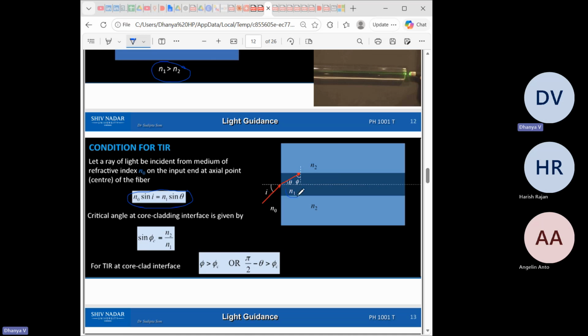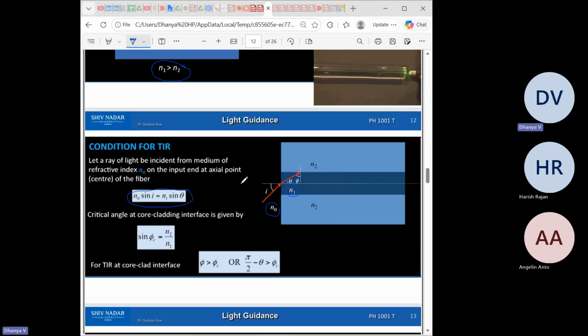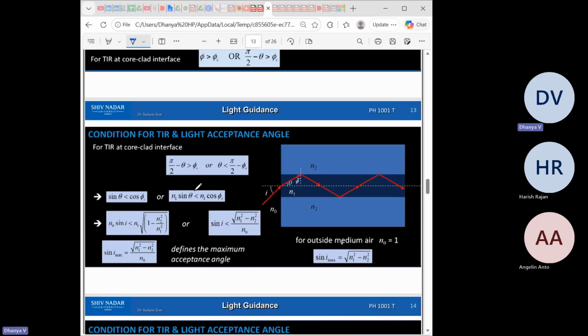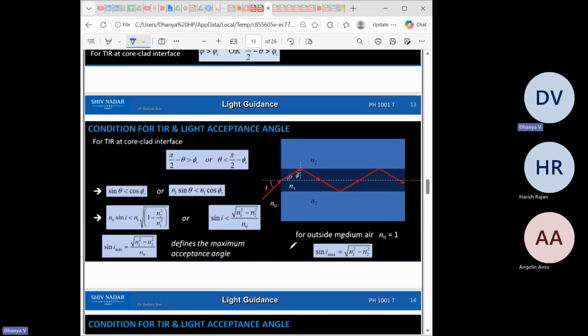Here n0 is the outside medium and i is your incident angle, so the outside part is equal to n1 into sine theta. That is essentially the formula. If you can understand the diagram, you can just know the formula, and all of this is just various versions of it. If you see, this is something that will be used quite often: sine i max. This is something that you should know.